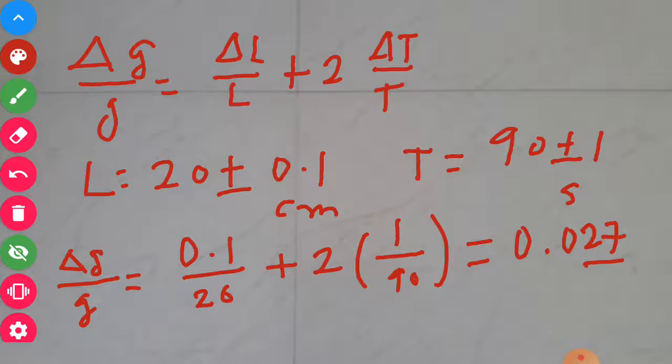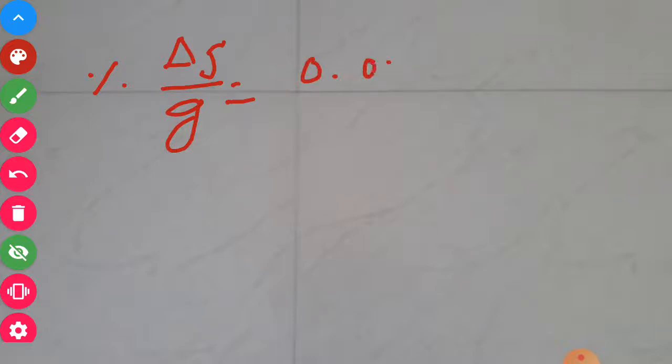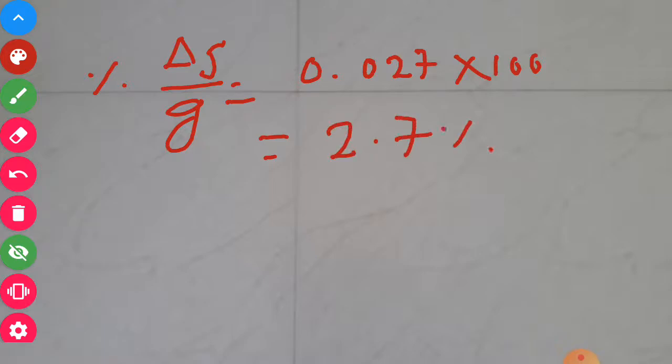If you want to find the percentage error, you have to multiply this final answer by 100. So the percentage error in g, delta g upon g, you multiply this 0.027 by 100, and you will get 2.7%, or approximately the error is 3%.